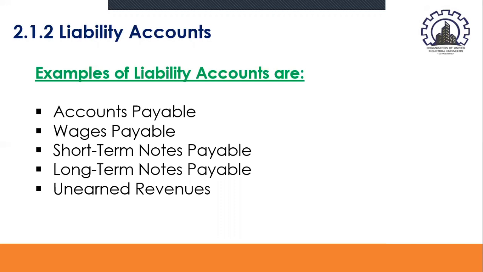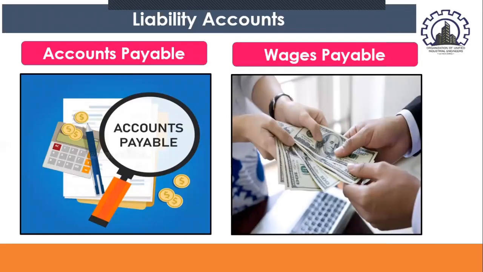So examples of liability accounts, we have accounts payable, wages payable, short-term notes payable, long-term notes payable, and we also have unearned revenues. Now, in order for us to better understand each of them, let us discuss them one by one, starting with accounts payable. So what do we mean by accounts payable then? If we say accounts payable, it represents the liability account of the company arising from purchase of merchandise that is intended for sale. So meaning to say, supposing you want to buy or to purchase a new equipment, okay, for the production of your products.